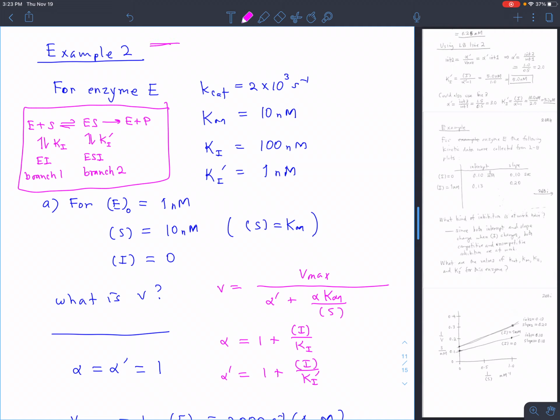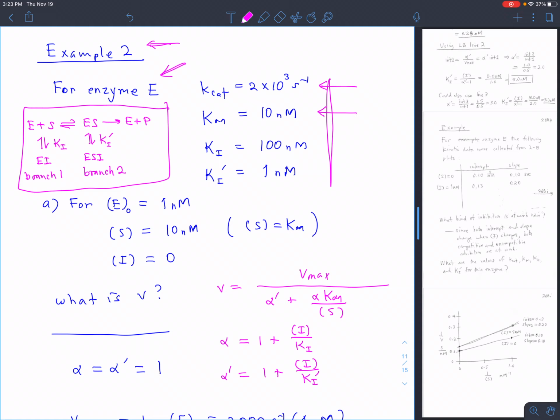So example 2 here. I just have some generic enzyme. We don't need to say what it was. It has these 4 parameters. So we're being given, in this case, all the parameters, and we're going to use those parameters to see what effect various concentrations of substrate and inhibitor have on the velocity of the reaction. So kcat is about 2,000 seconds to the minus 1, or 2,000 turnovers per second, 2,000 molecules made per second once the enzyme is saturated.